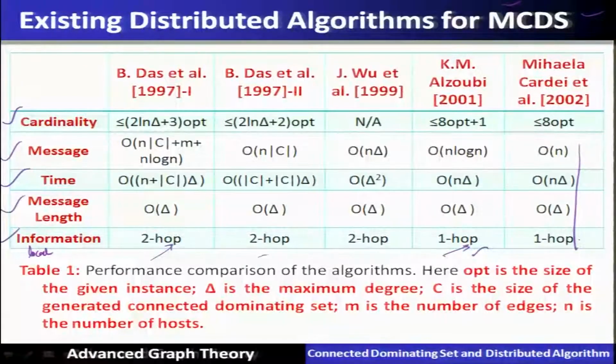1 hop information, the message length is of the order big O of delta, the time required is big O of n delta, and the total messages required is of the order n, and the approximation is an 8 approximation algorithm which we are going to discuss.